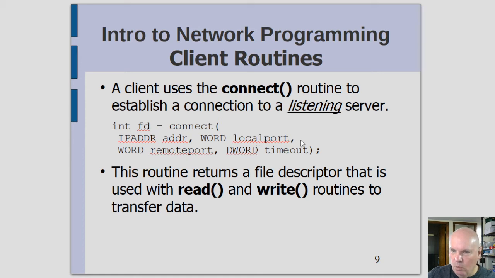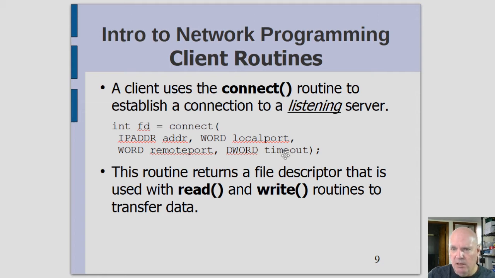Typically, we don't care what port the client uses, so you can use a 0 here and you'll be automatically assigned a port number. It's called dynamic assignment, and you don't really care what port, you just want an available port. Now the remote port is the listening port, so if we want to establish a connection to the FTP port, that has to be port 21, or the web server port, HTTP port is port 80.